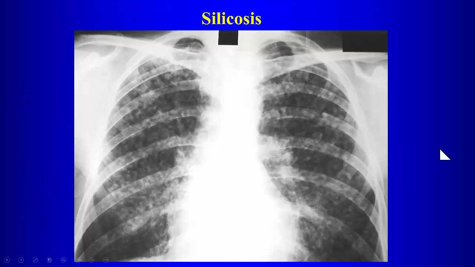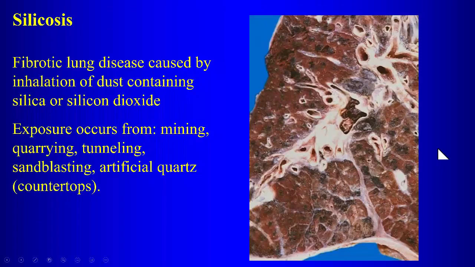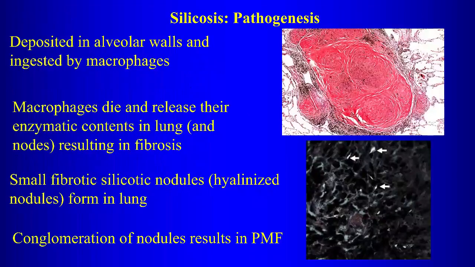Silicosis can also give you upper lung distribution of nodules. So this is caused by inhalation of dust containing silica: mining, quarrying, tunneling, sandblasting, artificial quartz, people who work on countertops, making countertops. All of those things are predisposing factors for silicosis. What happens is that the macrophages try to ingest the particles and they die, releasing their enzymes, and that's what results in the fibrosis from silicosis.